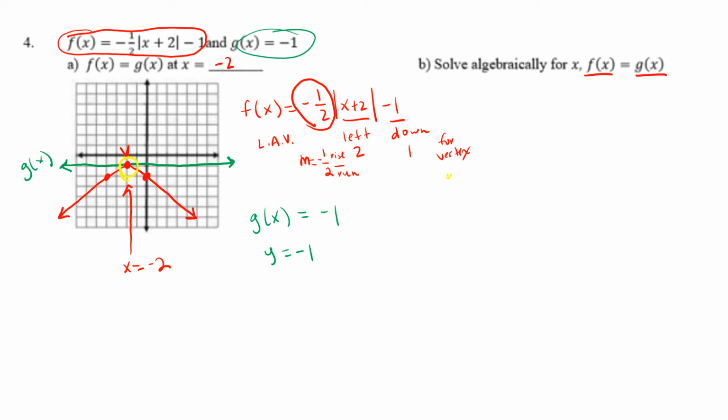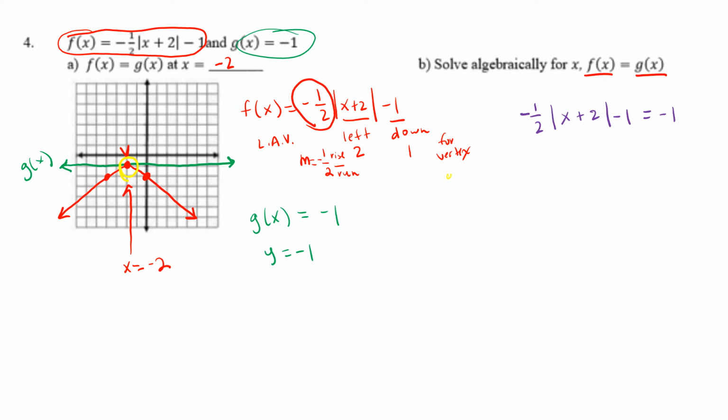F of x is that absolute value function, so that -1/2 absolute value of x plus 2 minus 1 equals -1. Looking at that, there's no way we can say there's definitely going to be one solution, right? But what we have to do is go through our steps, right?